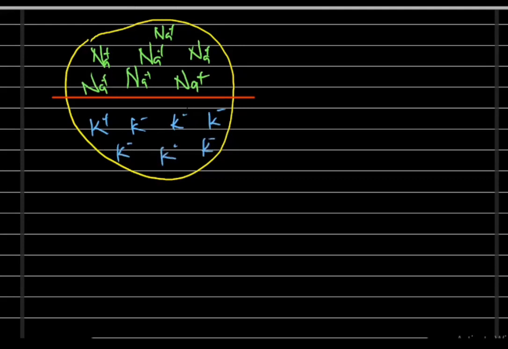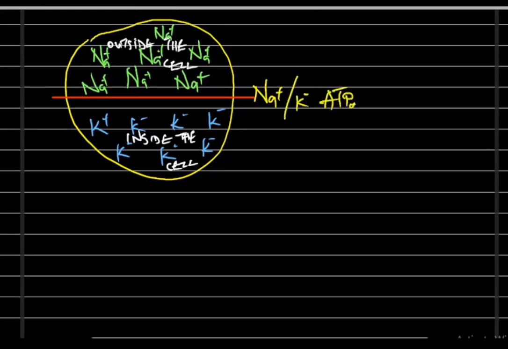So for this to come out now, this is inside the body. Let me put it like this. Inside the cell, and here we have outside the cell. So for this substance that is inside the cell to get out of the body, that is where we have this substance that is called the sodium potassium ATPase. We call it sodium potassium ATPase.